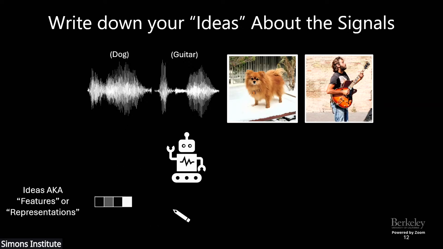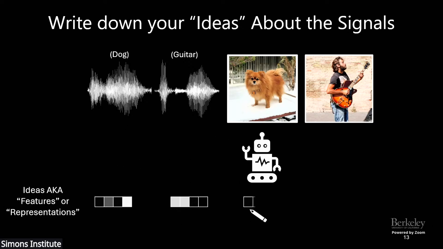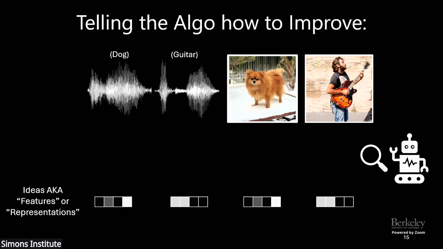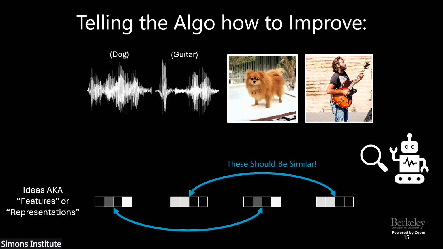So it's going to do this for every single entry in this data set, both audio and video, looking at just one at a time. It's going to write down these collections of numbers, these features, and then we're going to tell the algorithm how to improve its numbers by saying things that go together, aka the guitar sound and the guitar that came from the same video clip, these should roughly be the same collections of numbers you wrote down.